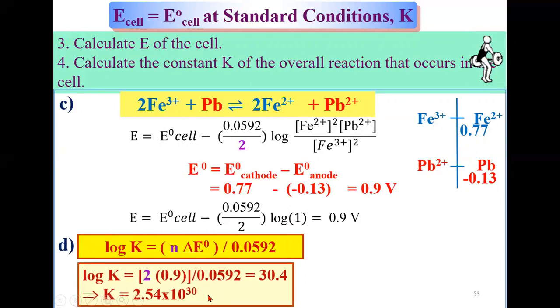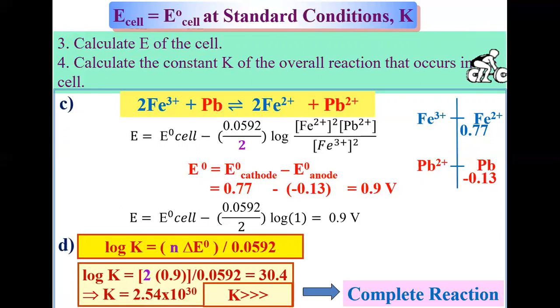Solve, this is now number crunching, do the calculation, and take the anti-log, 10 to the power of 30.4. You get the K to be this number, which is something times 10 to the 30, which is very, very high, which is definitely a complete reaction.